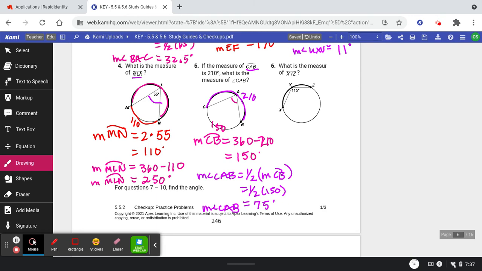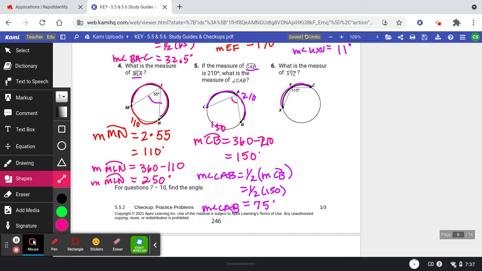All right, last, what's the measure of XYZ? So again, they want this arc over here. So we've got to do some work to find this intercepted arc first, and then we'll be able to subtract. It's another two-stepper.